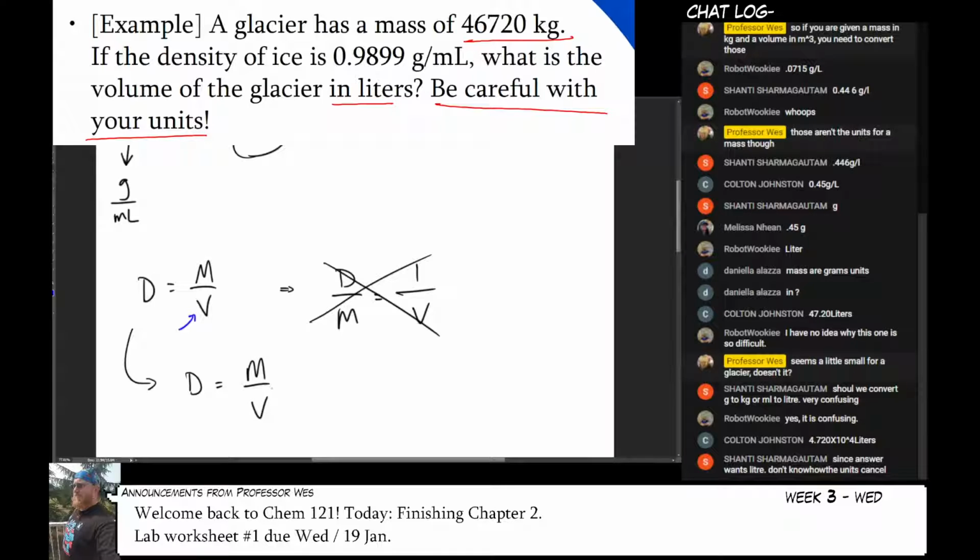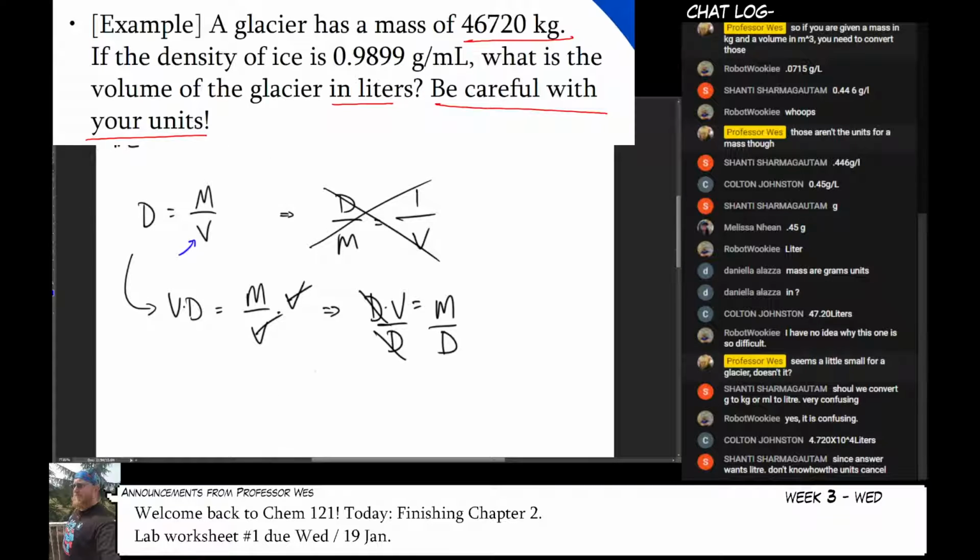So there we go, here's our equation. We need to get v by itself to solve for volume, right? So I'm going to multiply both sides by v, and I get d times v equals m. Now, that didn't get my v by itself. Now I need to divide both sides by d so that these cancel. And then this is my expression: V equals m divided by d.